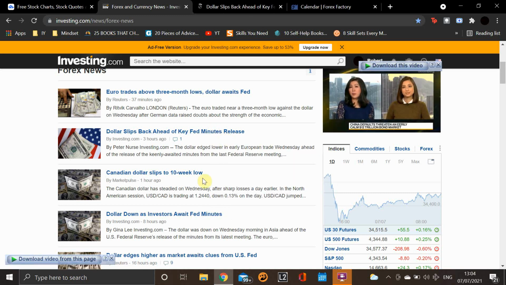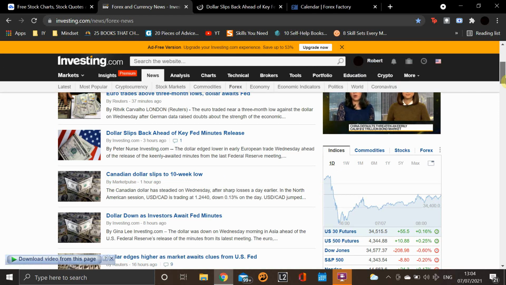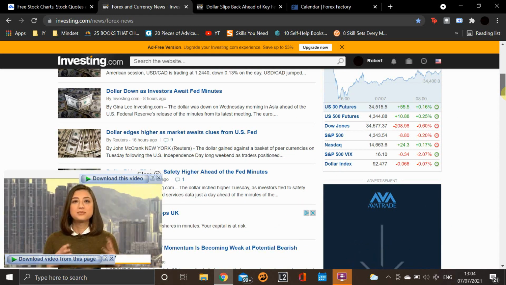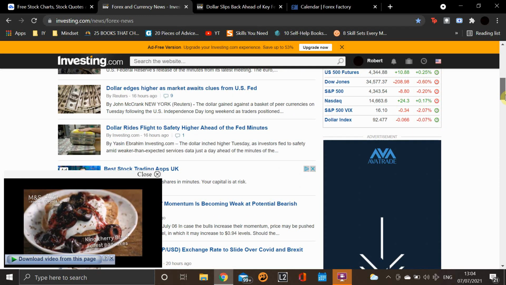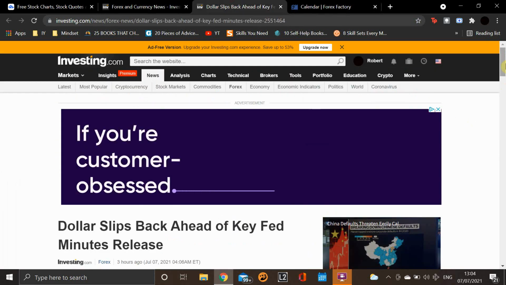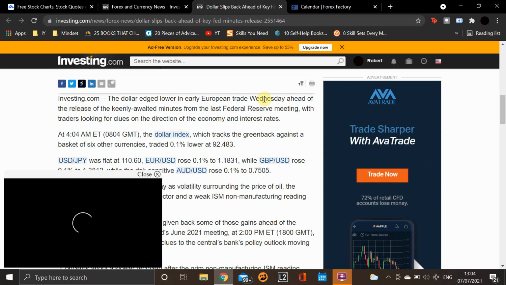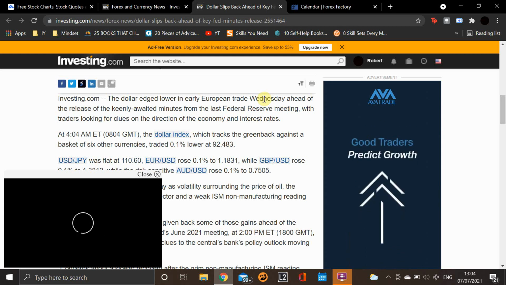Canadian dollar slips to 10-week low. Dollar down as investors await Fed minutes. Dollar edges higher as market awaits clues from US Fed. So let's see what they're waiting for in the Federal Reserve. The dollar edged lower in early European trade Wednesday ahead of the release of the keenly awaited minutes from the last Federal Reserve meeting, with traders looking for clues on the direction of the economy and interest rates.